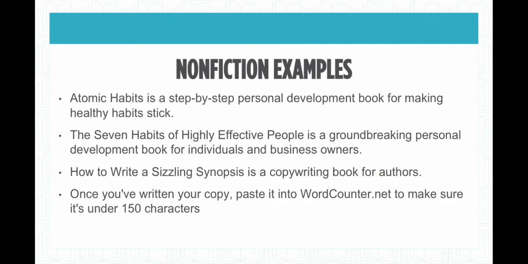Atomic Habits is a step-by-step personal development book for making healthy habits stick. The 7 Habits of Highly Effective People is a groundbreaking personal development book for individuals and business owners. And hey, How to Write a Sizzling Synopsis is a copywriting book for authors. Once you have written your copy, paste it into wordcounter.net to make sure it's under 150 characters. And then you can use it in your first or your next custom copy ad.